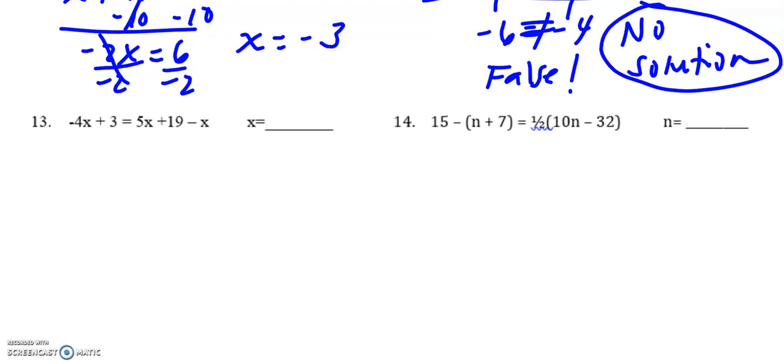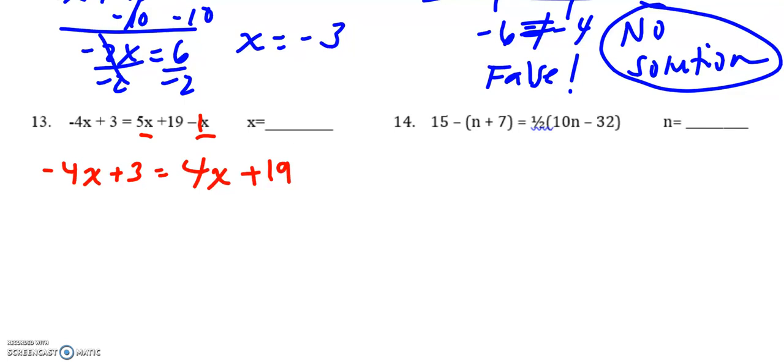Number 13, let me combine like terms over here before I move anything. So negative 4x plus 3 equals 5x minus 1x. These variables are on the same side of the equation, so we can combine them to be a 4x plus 19.